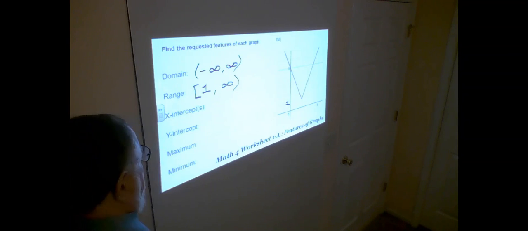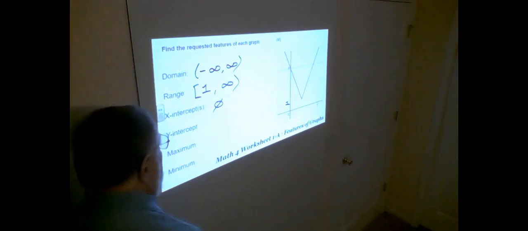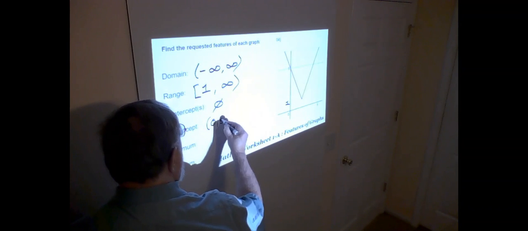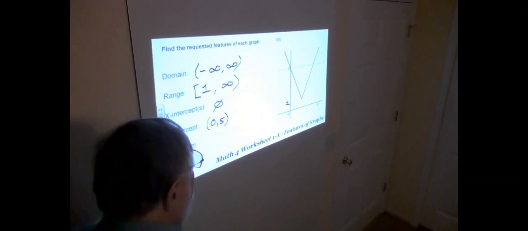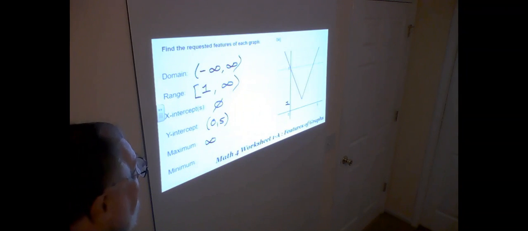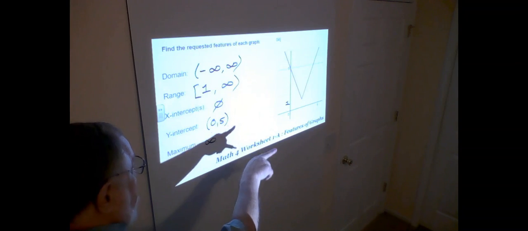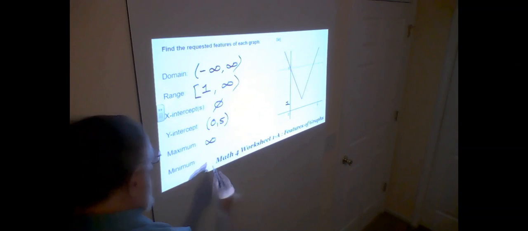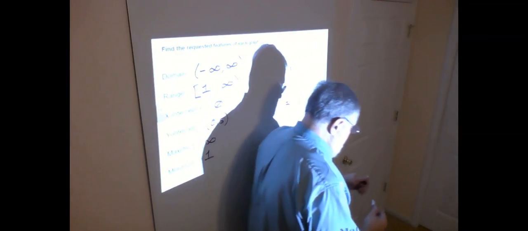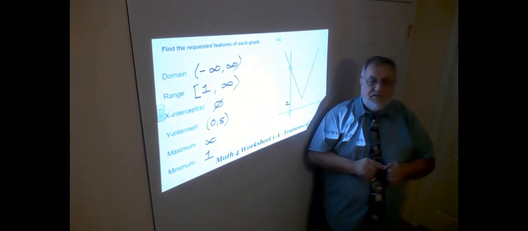The x-intercepts, there are none. The y-intercept, there's one at 5. The maximum goes on to infinity. And the minimum drops down as low as y is +1. That is going to be your max and your min for this situation.